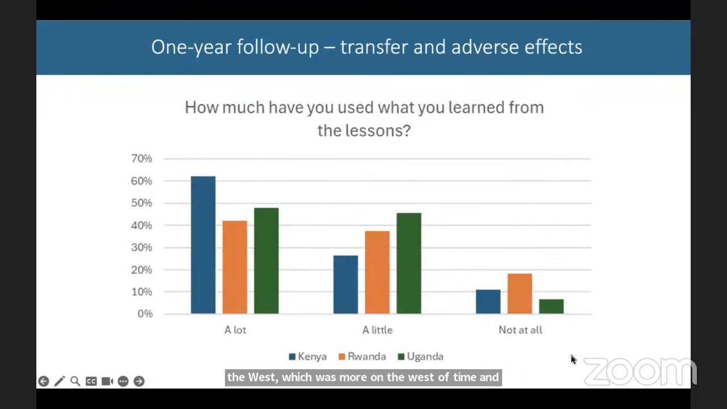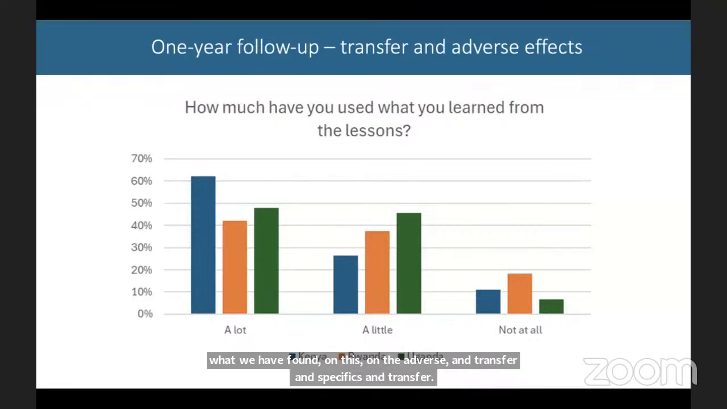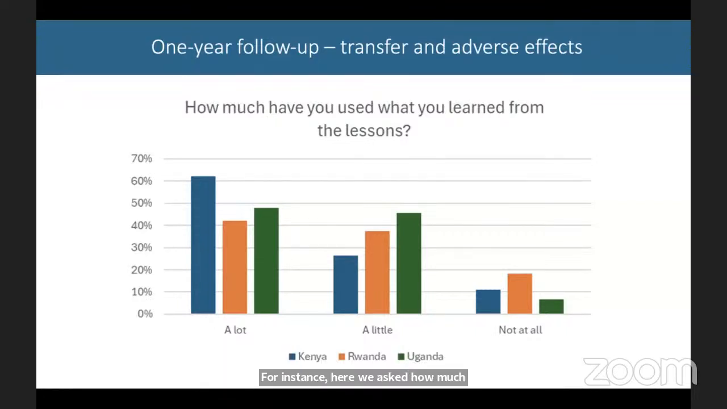So what we have found on the adverse effects and transfer, for instance, here we asked how much participants felt that the intervention was useful. And what we found is that a number of students felt that they had used the intervention a lot, and some a little and very few not at all.